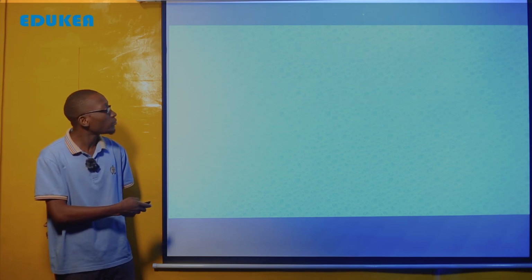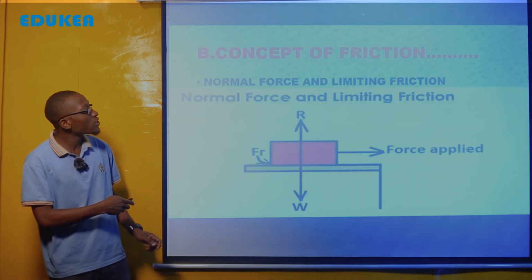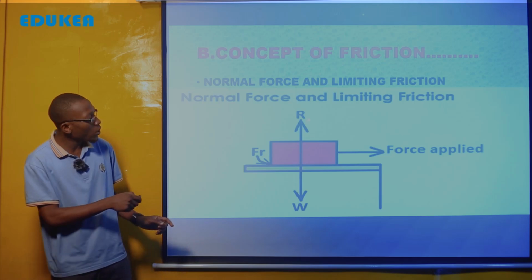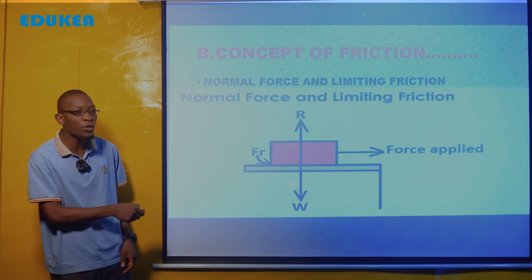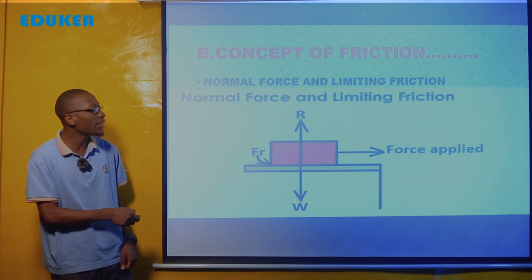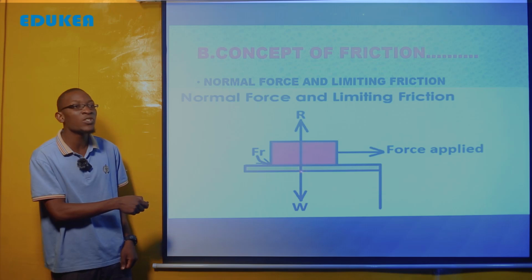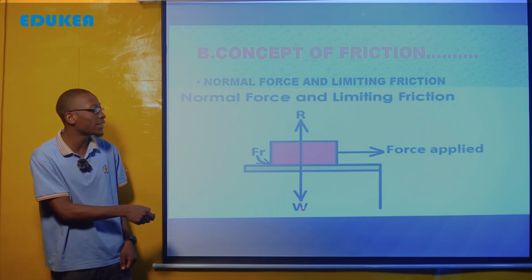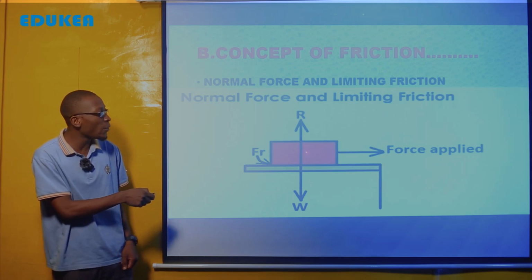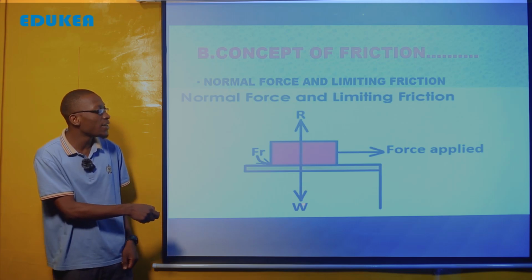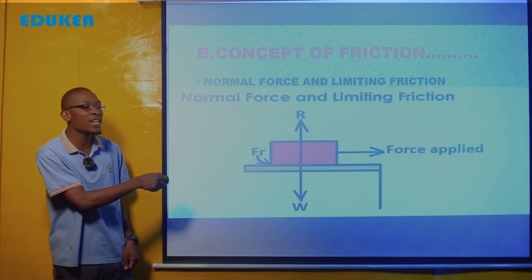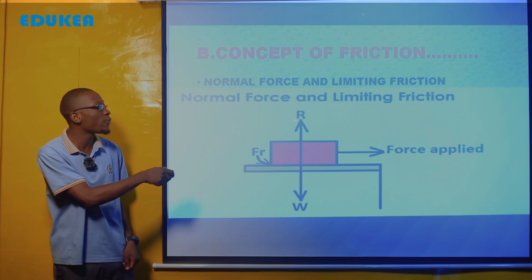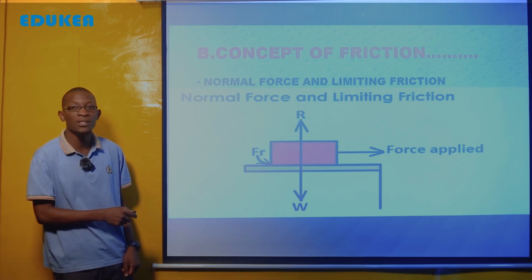So normal force, this one, normal force and the weight of the body, hivi vitu viwili ni vitu sawasawa. Lakini tofauti yake ni kwamba normal force ina act katika opposite direction to the weight of the body. Kwamba ikitokea weight of the body ikiwa inaelekea chini, maana yake normal force inaelekea juu. Lakini weight yake tunapozungumzia ambayo ina measured in newtons, kati ya R ambayo ni normal force and the weight of the body zinakuwa ni sawasawa.